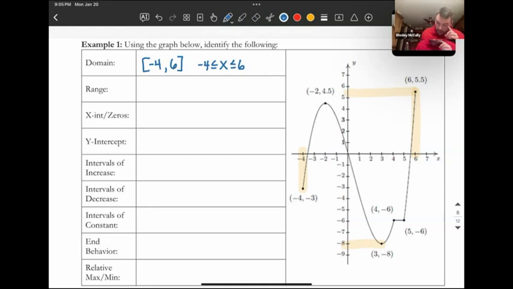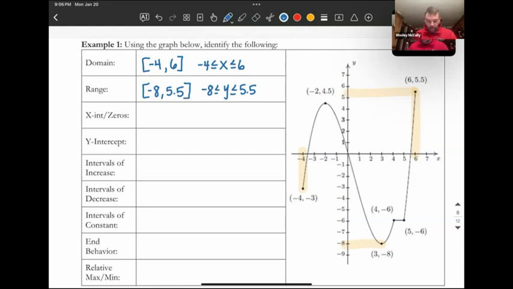So for our range, we have the interval negative 8 to 5.5, both included in our interval with brackets. Okay, so y is greater than or equal to negative 8, and it is less than or equal to 5.5 at the same time. Every number in our range is between negative 8 and 5.5 inclusive.